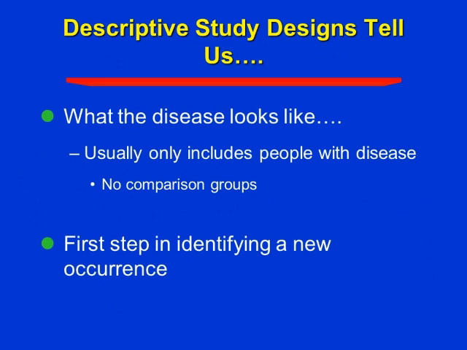So descriptive study designs tell us things such as what the disease looks like. These studies usually only include people with disease. There often are no comparison groups of people without disease. And so you can't really figure out how common something is in one group or the other. You just know how common it is in the group with disease. They're also often the first step in identifying a new occurrence.